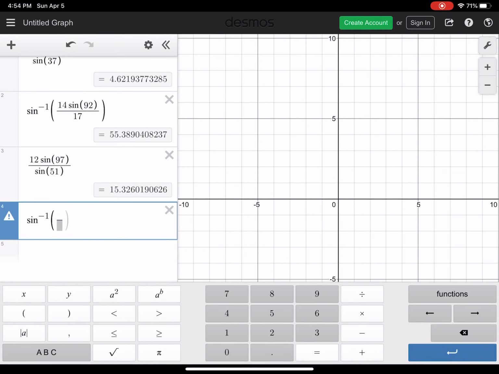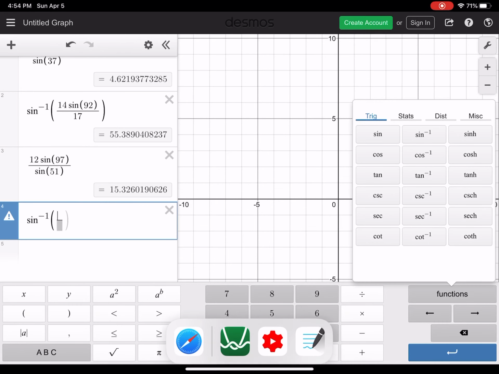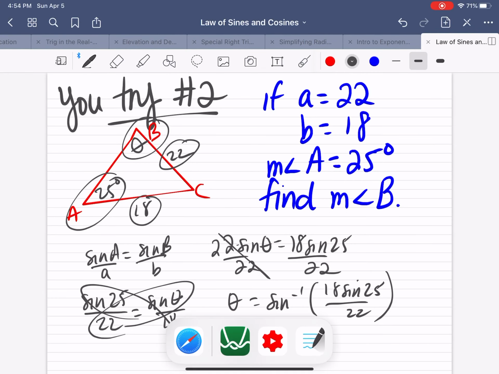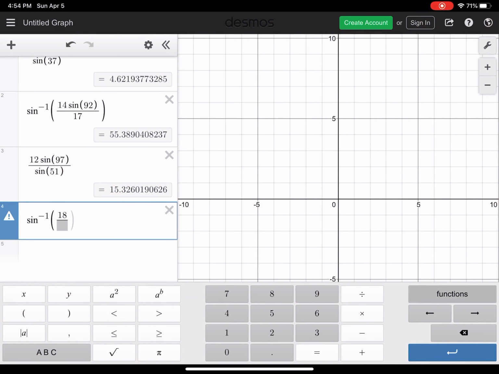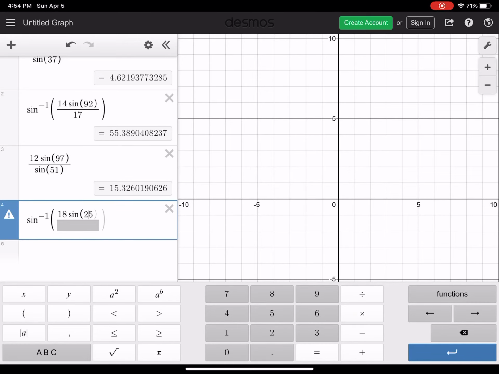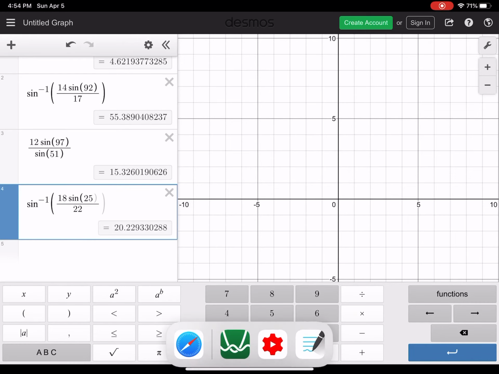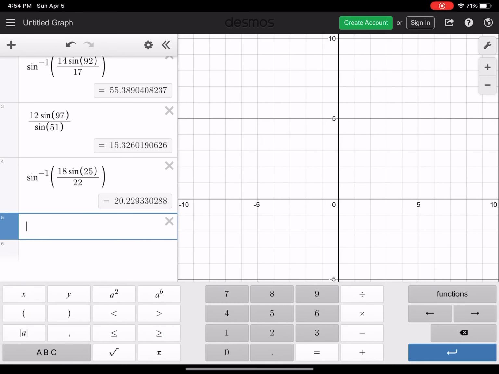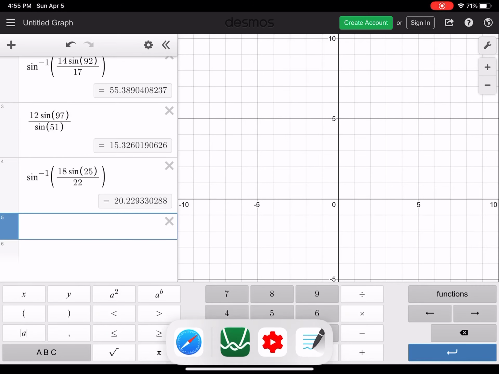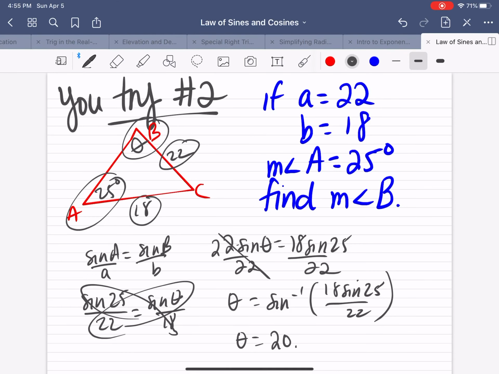Inverse sine of 18 sine 25 divided by 22. So if we round to the nearest tenth, our answer is 20.2. So that right there is the measurement of angle B, which is 20.2.